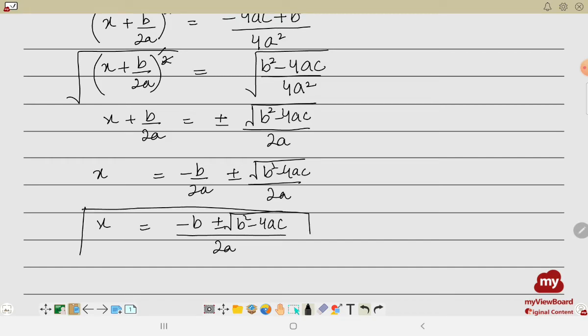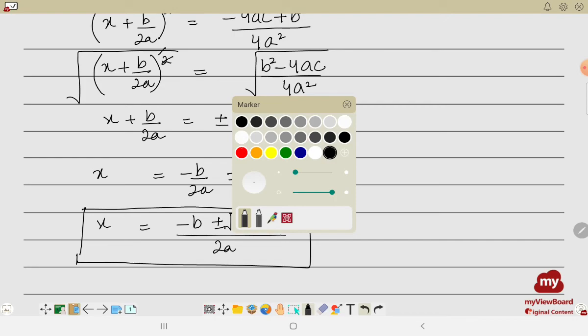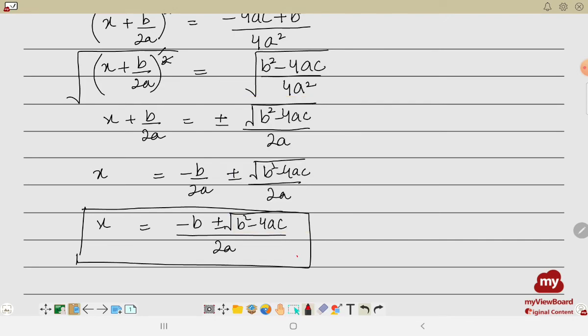So this is the solution of the quadratic equation, and it is also called the quadratic formula. So we have derived the quadratic formula by the completing square method. When we applied the completing square method on the standard form of the quadratic equation, we actually got the solution of x, right? The solution of x, which is actually called the quadratic formula.